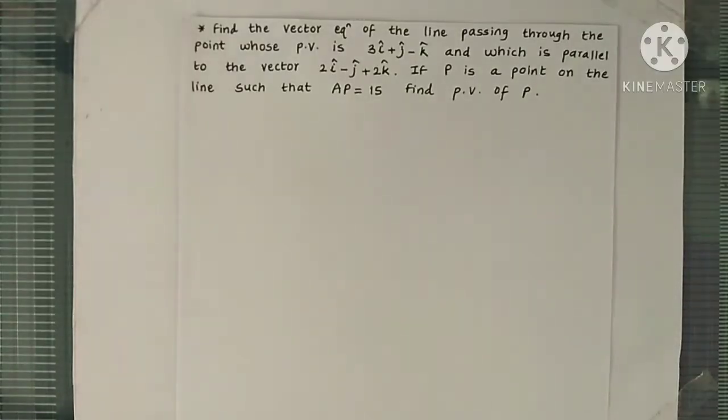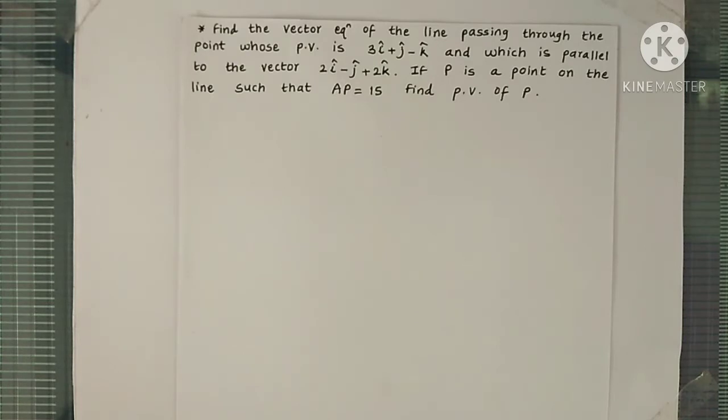Students, let's solve some more questions based on the vector equation and Cartesian equation of a line. Let's solve this question first. Find the vector equation of the line passing through the point whose position vector is 3i cap plus j cap minus k cap and which is parallel to the vector 2i cap minus j cap plus 2k cap. So this is the equation of a line passing through a point and parallel to a vector.